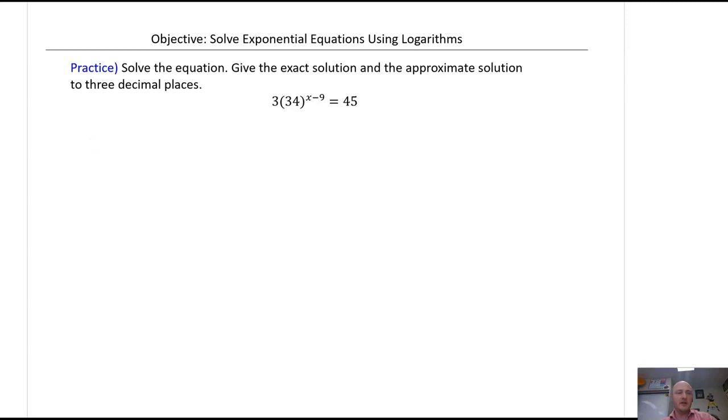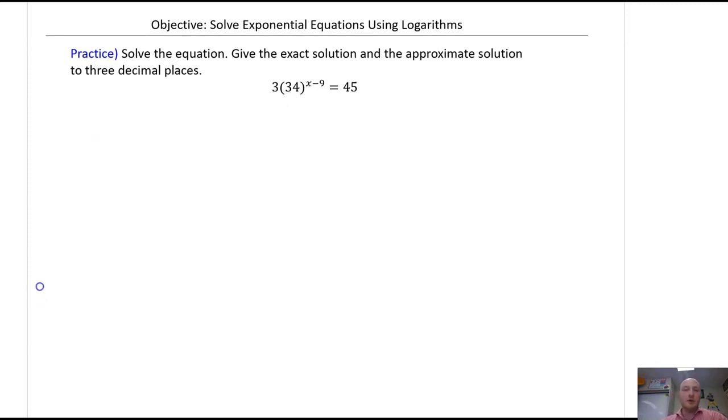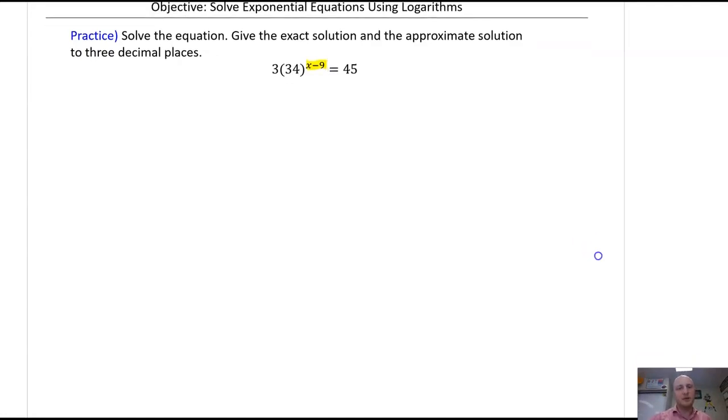All right, here you go. Here is the second practice problem. Note on this one, again, you have a binomial exponent for this one. Binomial exponent. Pause the video. We'll give this one a go.